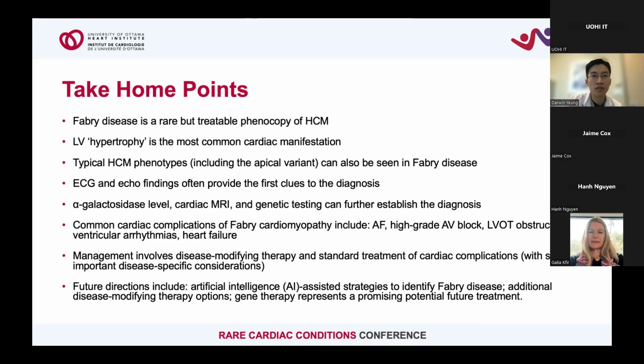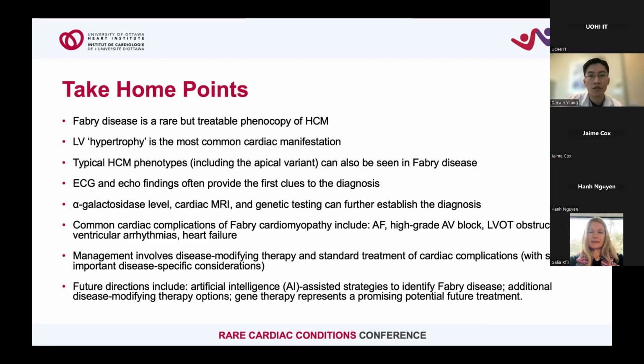Some of the take-home points are that Fabry disease is a rare but important and treatable phenocopy of HCM that should be considered in patients with increased left ventricular wall thickness of unclear etiology. LV hypertrophy is the most common cardiac manifestation. The typical phenotypes seen with hypertrophic cardiomyopathy, including the apical variant, can also be seen in Fabry disease, and so this condition should be considered.